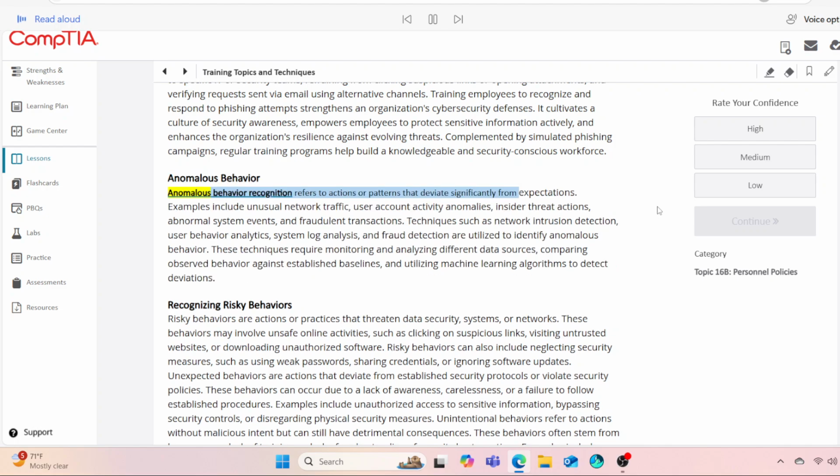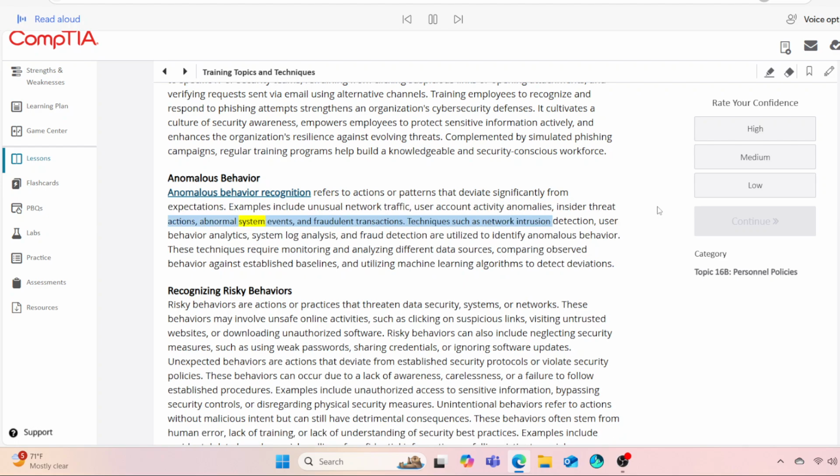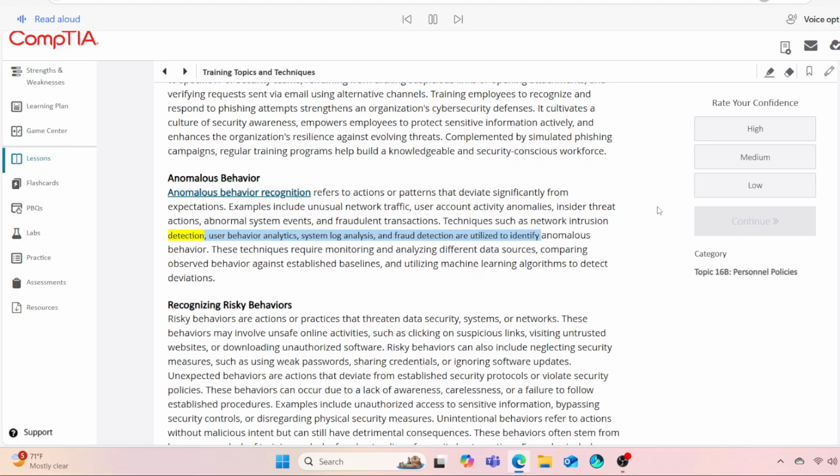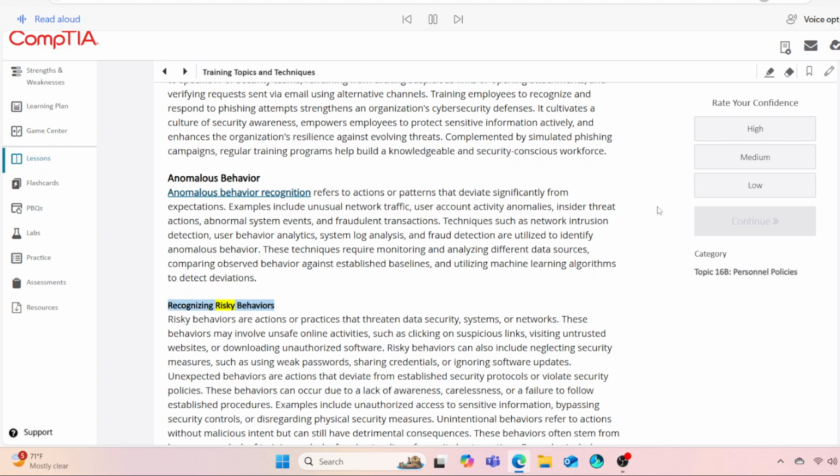Anomalous behavior. Anomalous behavior recognition refers to actions or patterns that deviate significantly from expectations. Examples include unusual network traffic, user account activity anomalies, insider threat actions, abnormal system events, and fraudulent transactions. Techniques such as network intrusion detection, user behavior analytics, system log analysis, and fraud detection are utilized to identify anomalous behavior. These techniques require monitoring and analyzing different data sources, comparing observed behavior against established baselines, and utilizing machine learning algorithms to detect deviations.